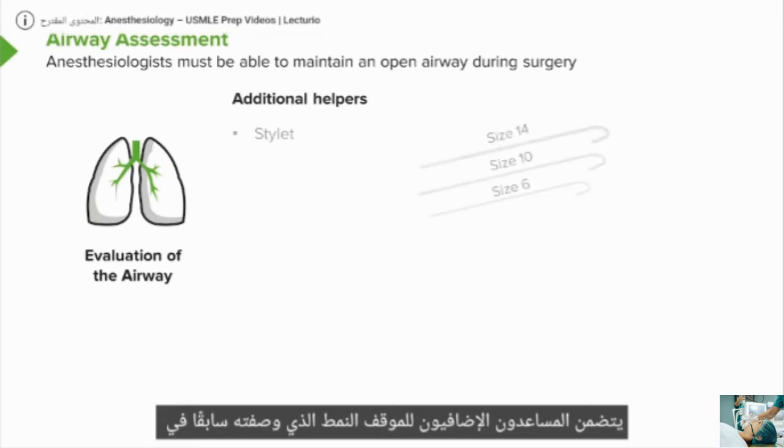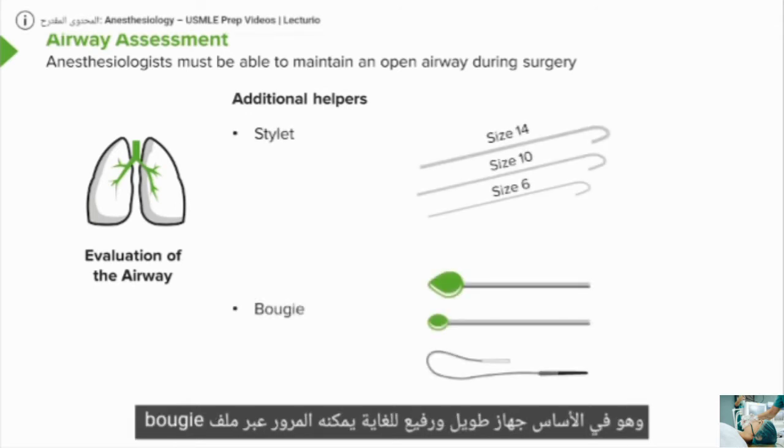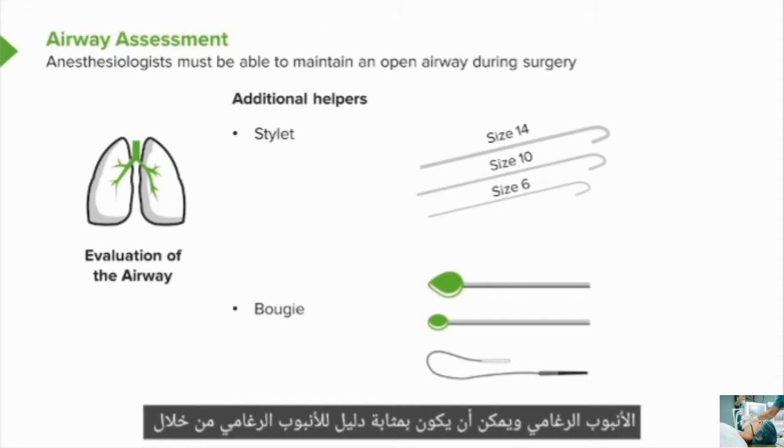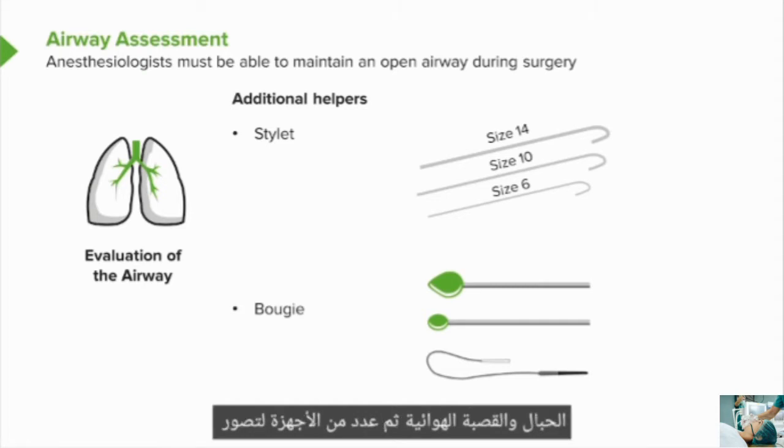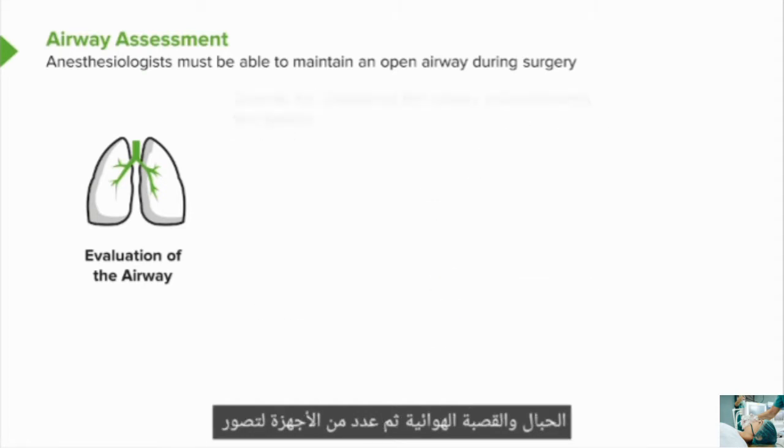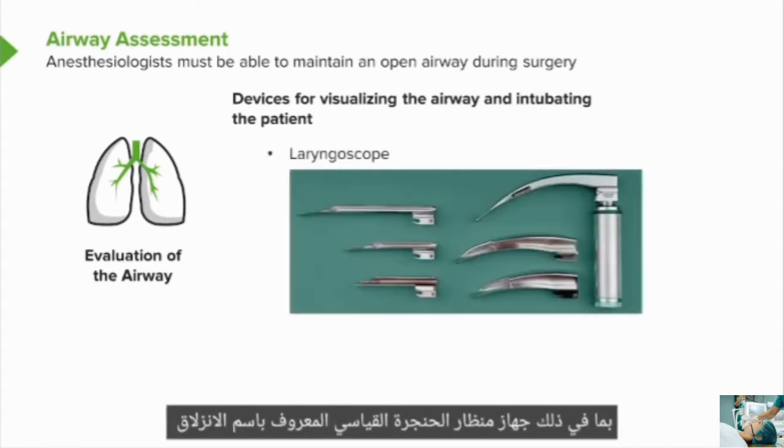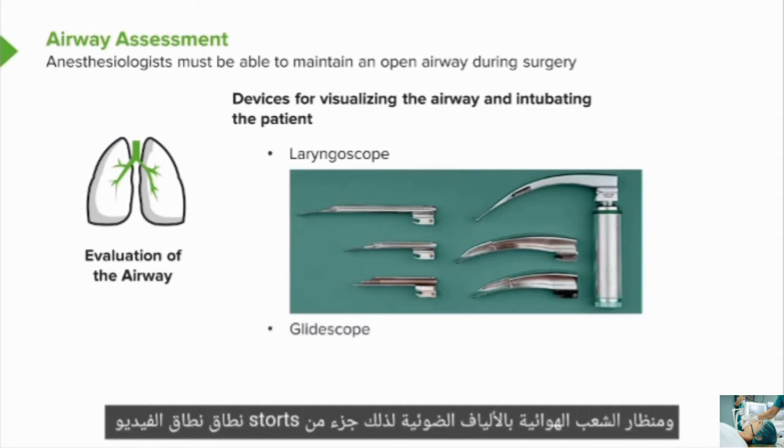Additional helpers include the stylet, which I described earlier, and the bougie, which is basically a long, very thin device that can go through the endotracheal tube and can act as a guide for the endotracheal tube through the cords and into the trachea. And then a number of devices for visualizing the airway, including the standard laryngoscope, a device known as a GlideScope, a Storz videoscope, and the fiber optic bronchoscope.